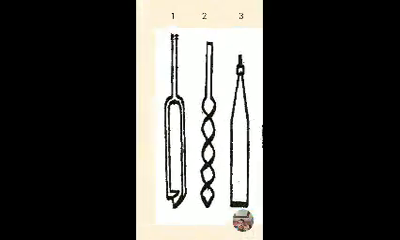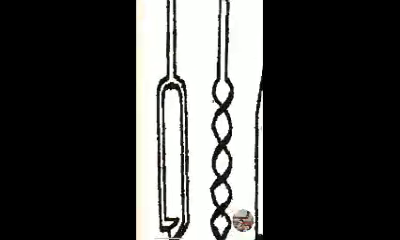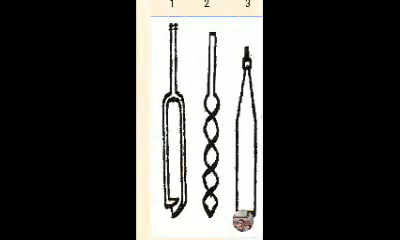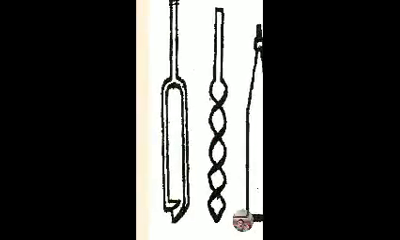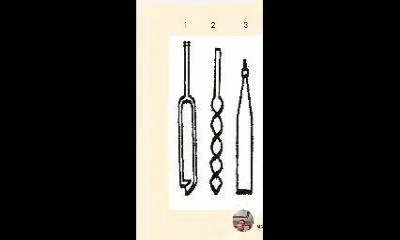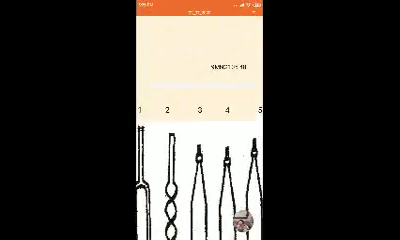This is worm auger. This is clay auger. In clay auger, the soil will come into the hollow portion of this bit, and this will be brought to the surface and emptied.